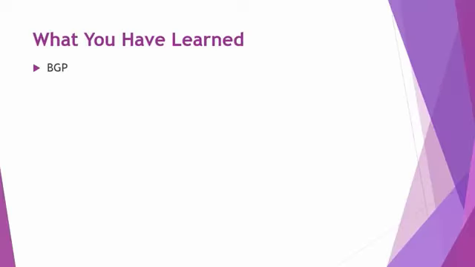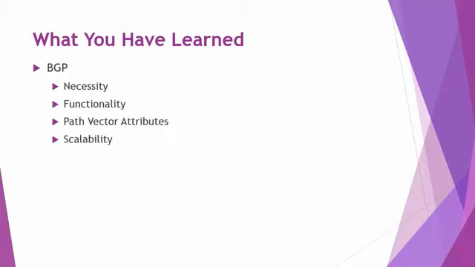So here's what you've learned. You've learned about the advanced BGP information you need for your CCDP architecture exam, including its necessity, its functionality, path vector attributes, and its scalability through route reflectors and or confederations. Good luck in your studies.